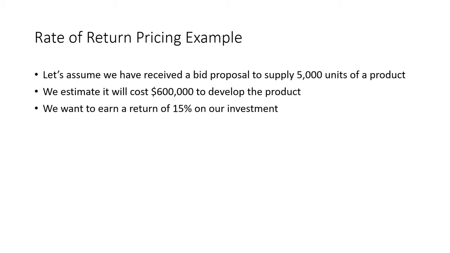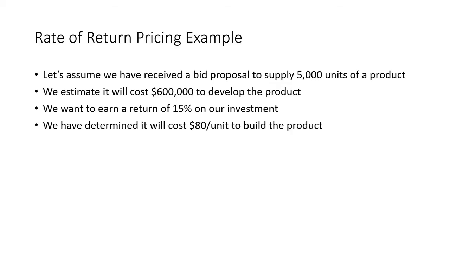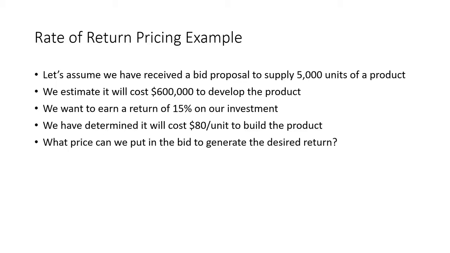We've decided that we want to earn a 15% return on that invested amount of money. We've also determined that it will cost us $80 per unit in order to build the product so that we can sell it. So the question now is, what price can we put into our bid response to generate the desired return?